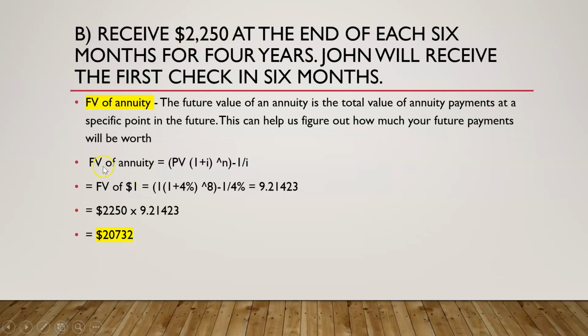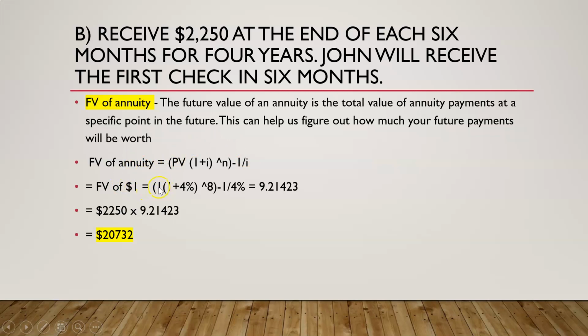So since $2,250 will be received at the end of each 6 months, the future value of annuity will help us determine how much this $2,250 will be in 4 years. So the formula we'll be using for future value of annuity is present value times 1 plus interest rate to the power of n, where n is the number of years, minus 1, divided by the interest rate. So we should find the future value of annuity of $1.